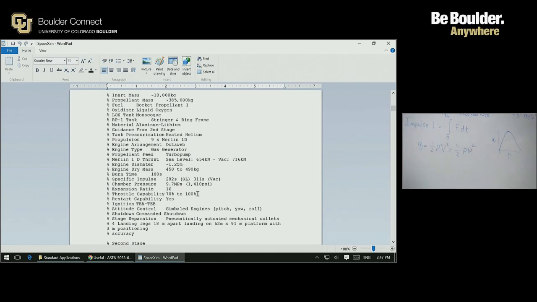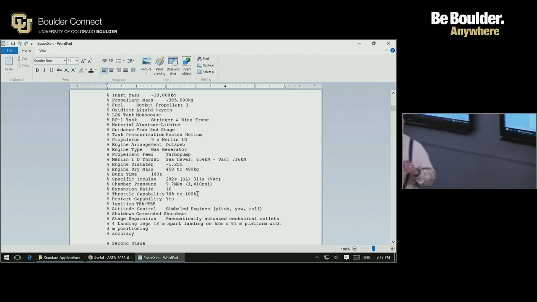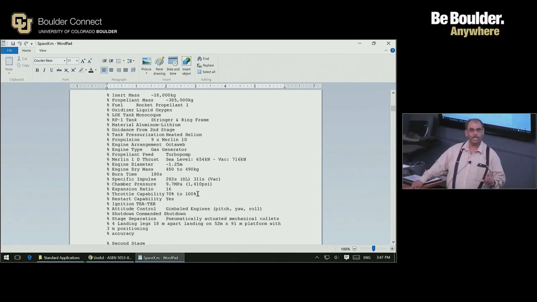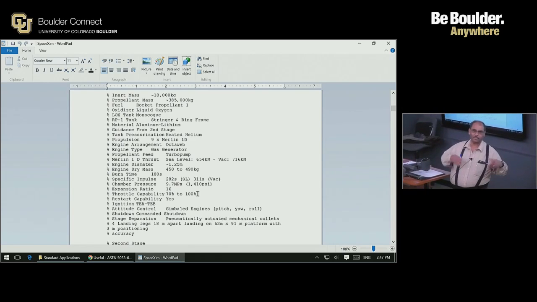Q max. Now, that is the point in time where the aerodynamic loads on the vehicle are the highest. So it is useful to throttle the engine down as you're going through the Qmax point. That is usually when you watch a launch, you hear Qmax and so on.